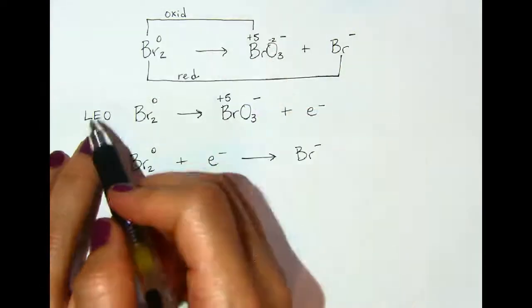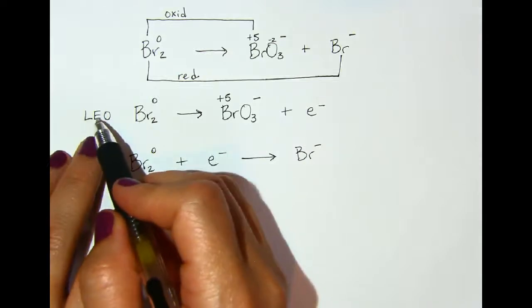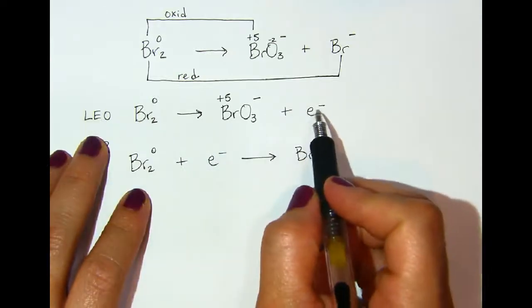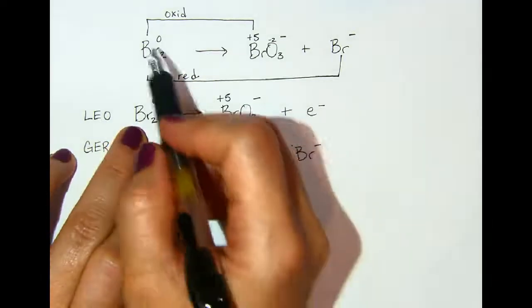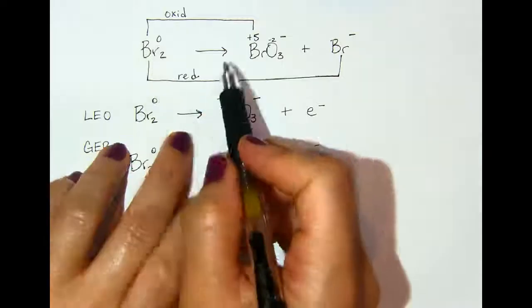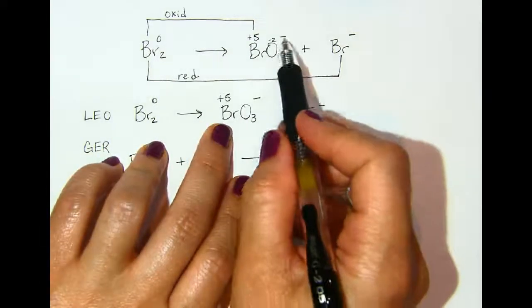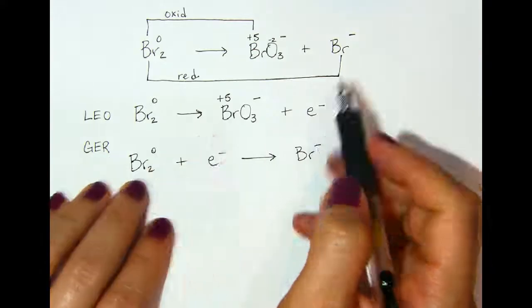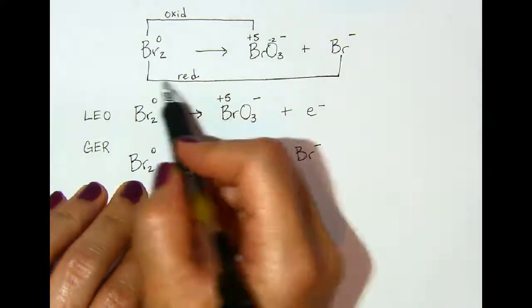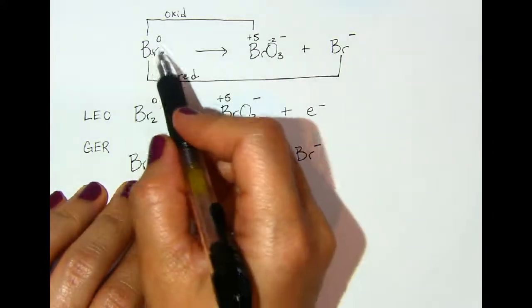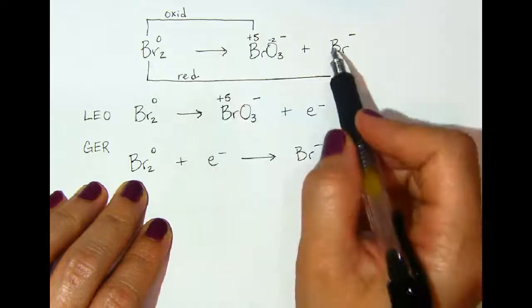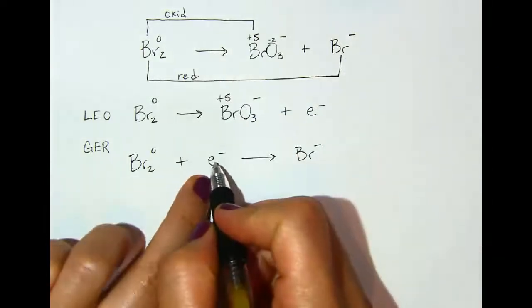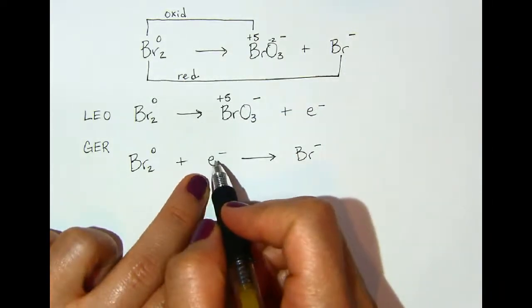For the oxidation part, or LEO, remember losing electrons means that electrons are going to be on the product side because they're lost. So we take the Br2 0 yields the BrO3 negative, where the bromine is a plus 5 charge, plus electrons. And then as we gain electrons for a reduction part of this, we'll put Br2 0 yields Br negative 1, and notice we're gaining electrons, so I put the electrons on the reactant side.